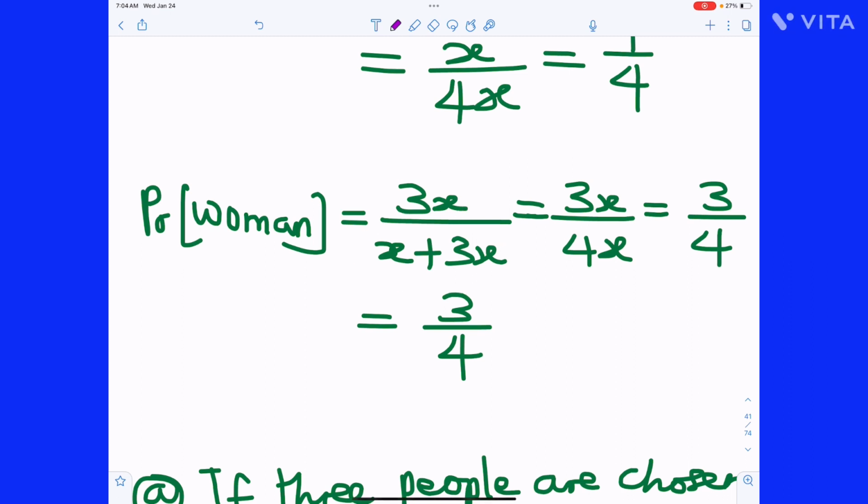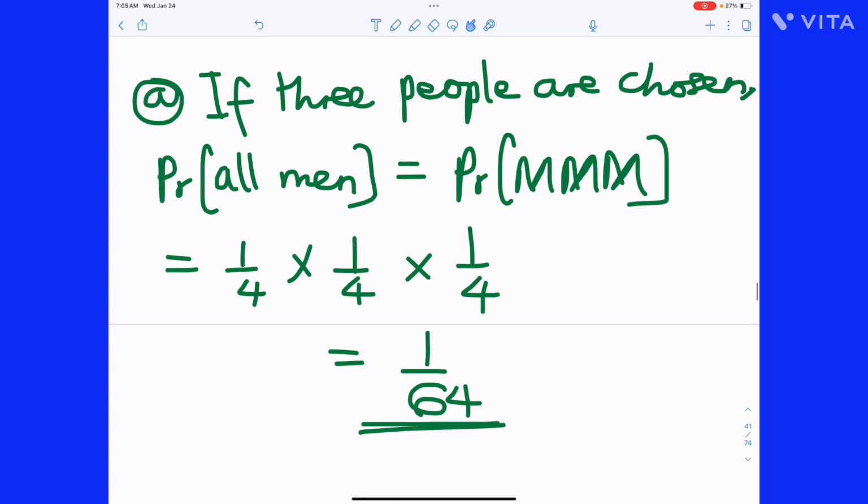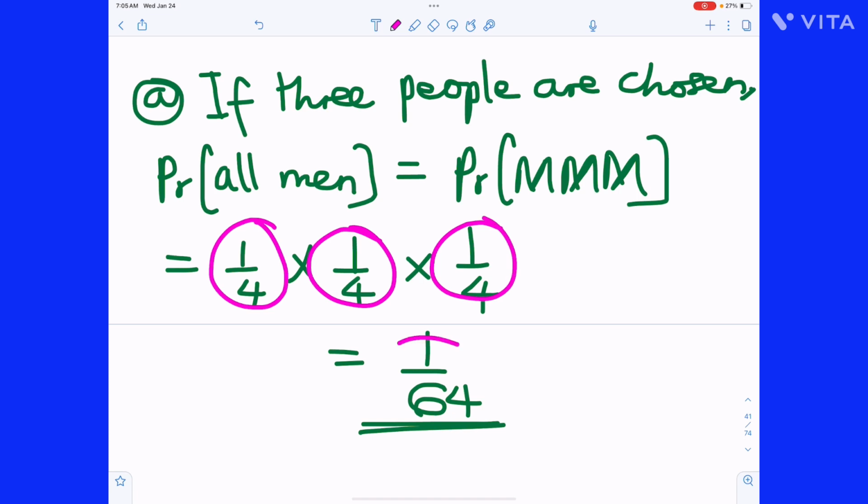3x over 4x, or x plus 3x, which gives you 4x. That's 3 over 4. Okay. Now, if 3 people are chosen at random, what's the probability that they are all men? Probability that they are all men means the probability that the first is a man, second is a man, third is a man. So 1 over 4 times 1 over 4 times 1 over 4 gives you 1 over 64.